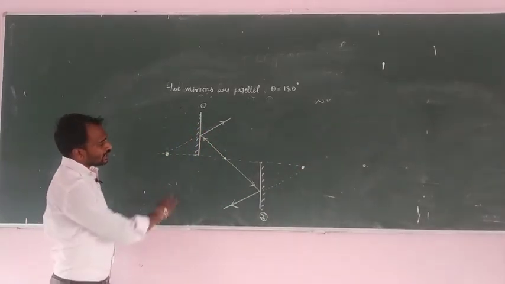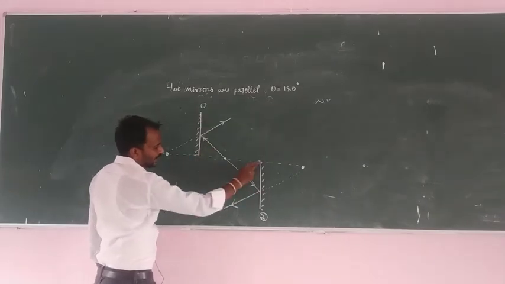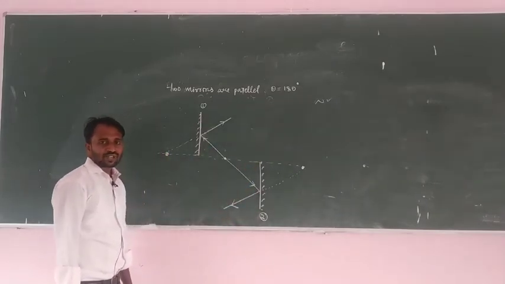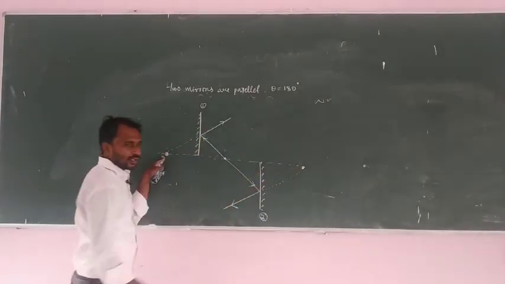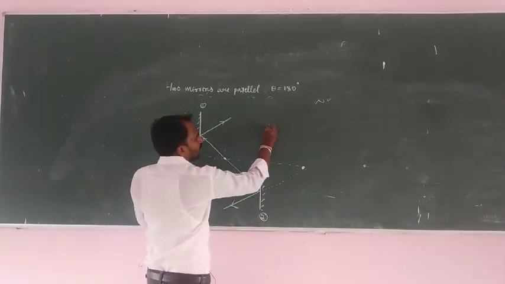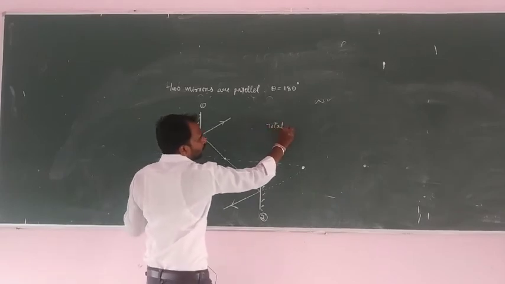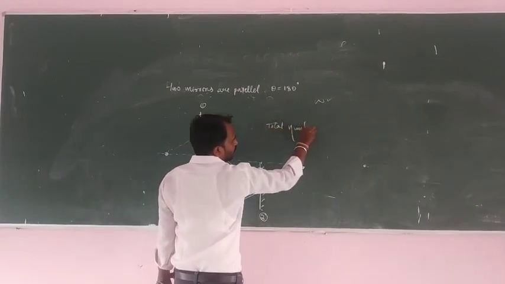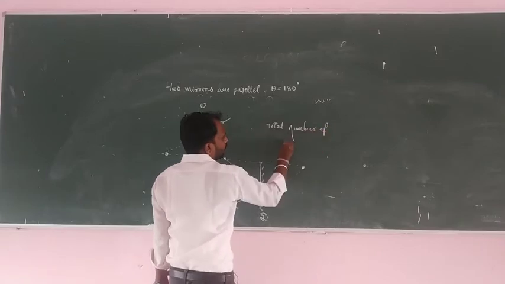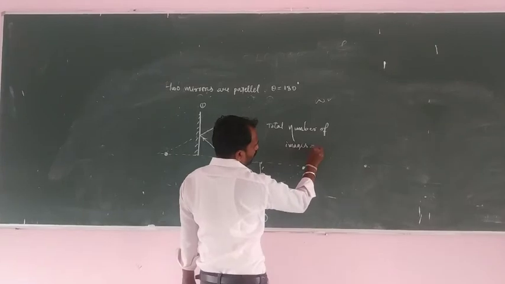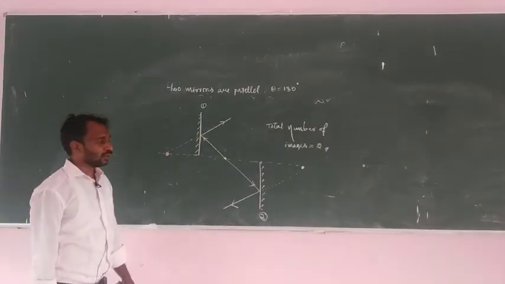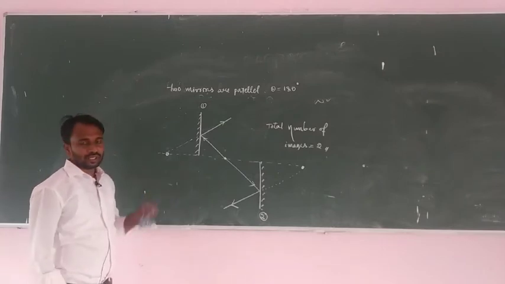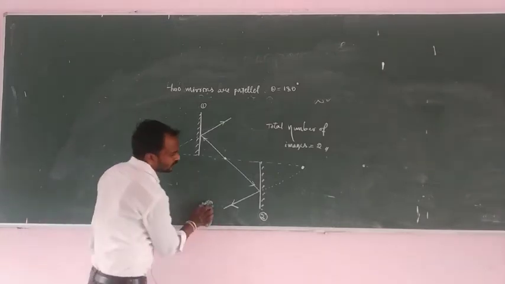Yes, in this condition, two plane mirrors are parallel to each other, and the number of images we consider is only two. Number of images, it means total number of images. Two. Total number of images is 2. Okay, so next one, another one.